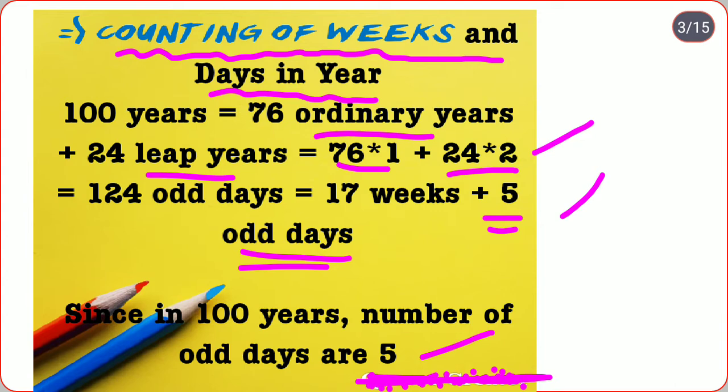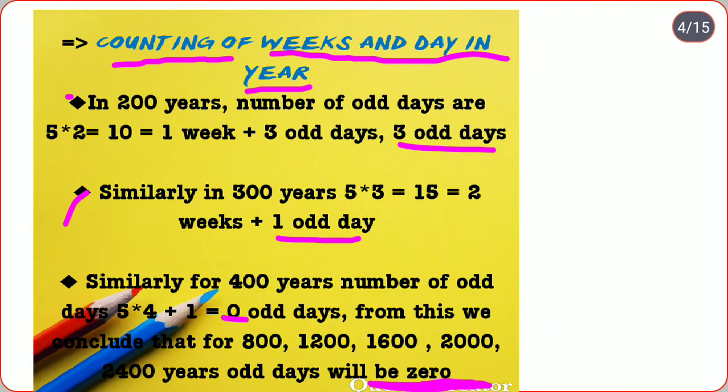Again similarly 200 years, 300 years, 400 years. Every 4th century comes with 1 leap year. Shall we go to the next point?